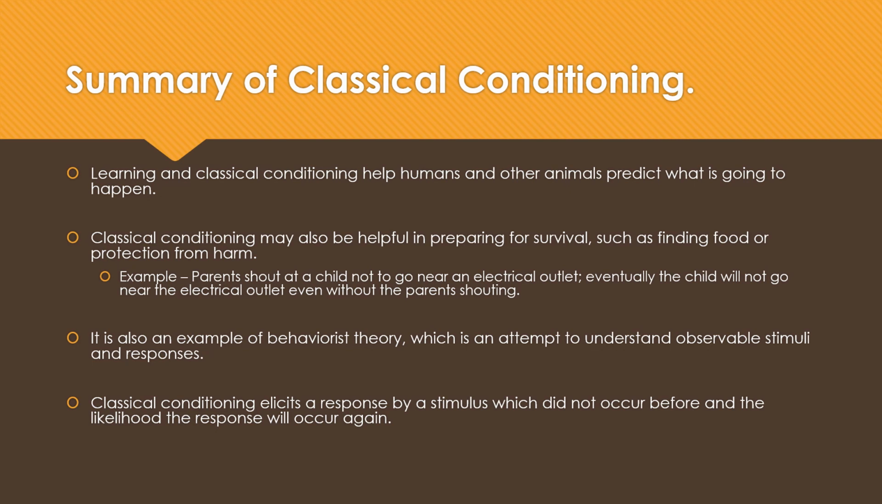Example again, parents may shout at their children not to go near an electrical outlet. Eventually the child will not go near the electrical outlet even without the parent shouting, because they don't want that negative reaction. It's also an example of what we know as behaviorist theory, okay, which is an attempt to understand observable stimuli and responses. And classical conditioning elicits a response by a stimulus which did not occur before, and the likelihood the response will occur again.